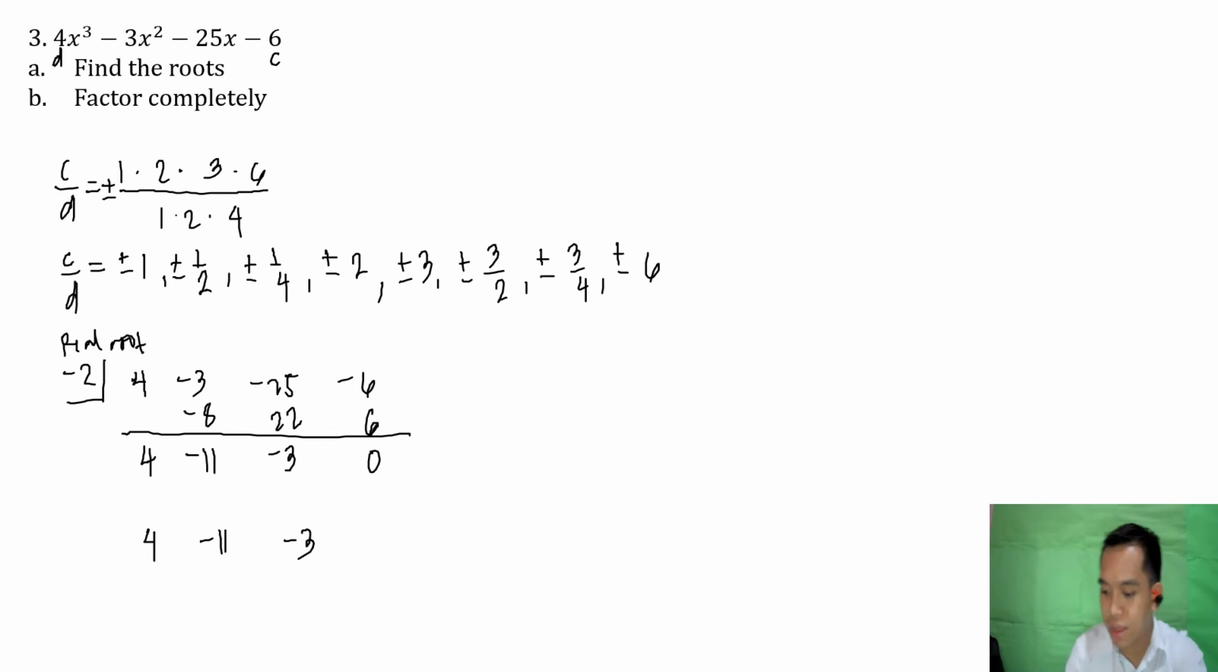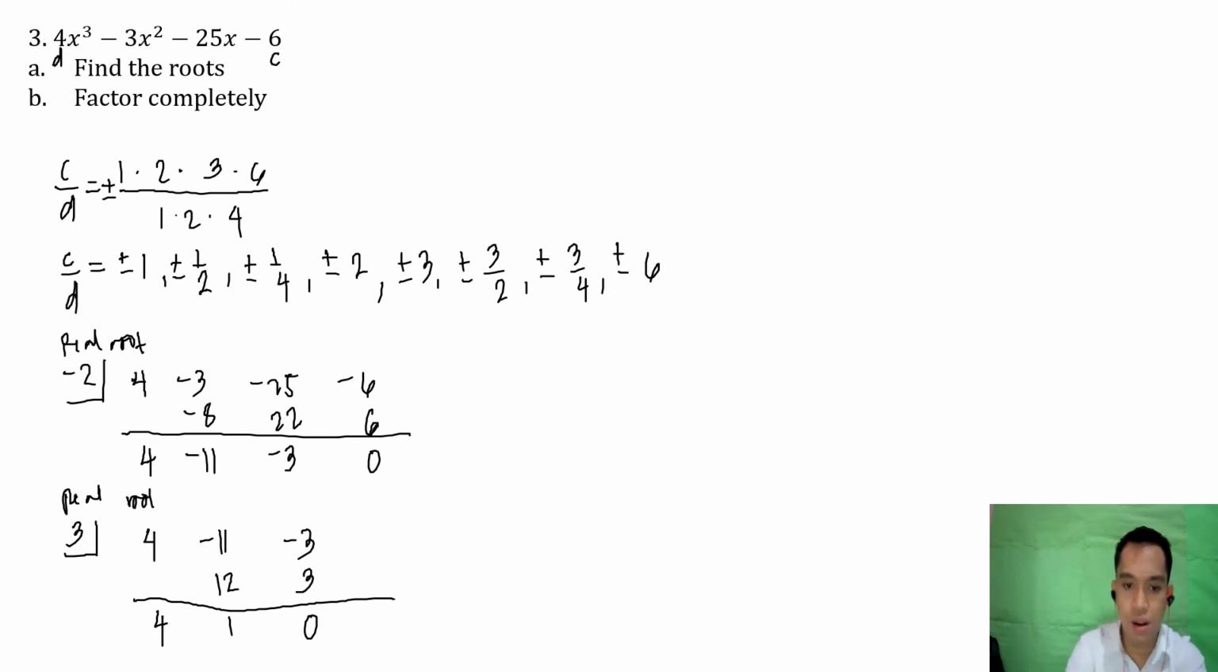Then itry naman natin yung positive 3. Okay, try naman natin yung positive 3. Bring down 4. 4 times 3 is 12. Negative 11 plus 12 is positive 1. 1 times 3 is positive 3. Negative 3 plus positive 3 is 0. So, since 0 ang remainder, si 3 ay real root din ng ating polynomial.